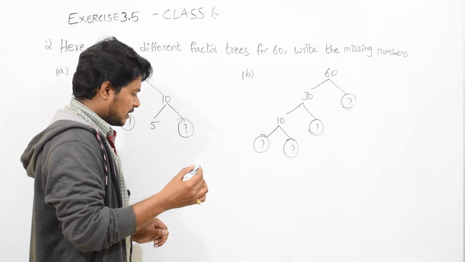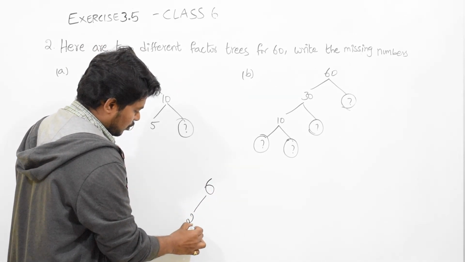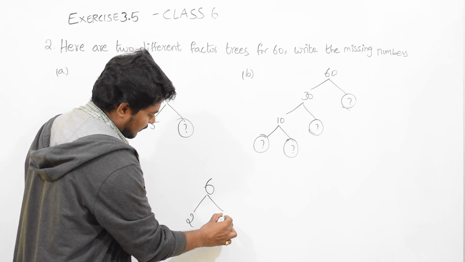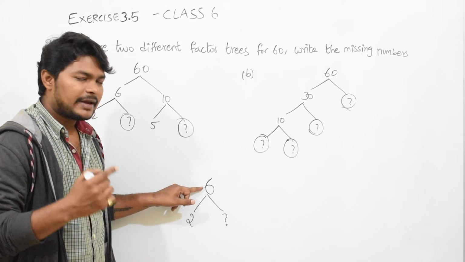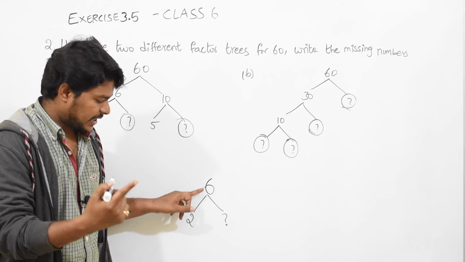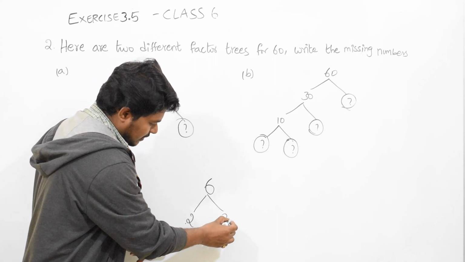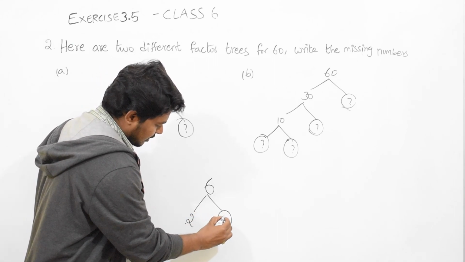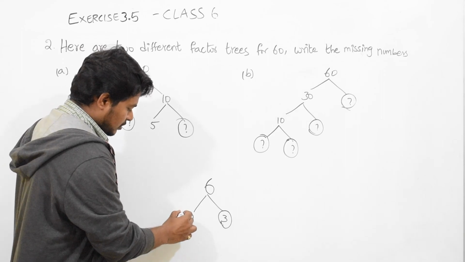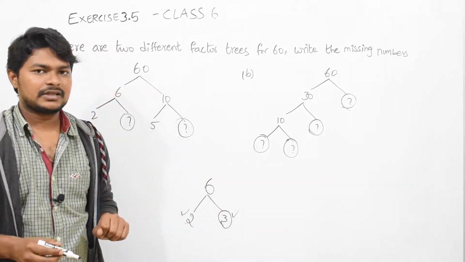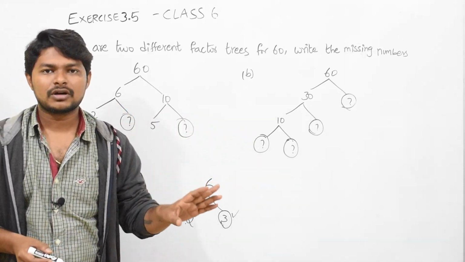Suppose we are writing a factor tree for 6. The factor tree for 6 has 2, and here, if anyone puts a question mark, what will you tell? 6 is obtained by multiplying 2 with this number. If the number 3 is in the place of the question mark, is it fine? 2 into 3 equal to 6, right? So 2 and 3 are factors of 6. If you understand this simple concept properly, then you will be able to solve this within no time.